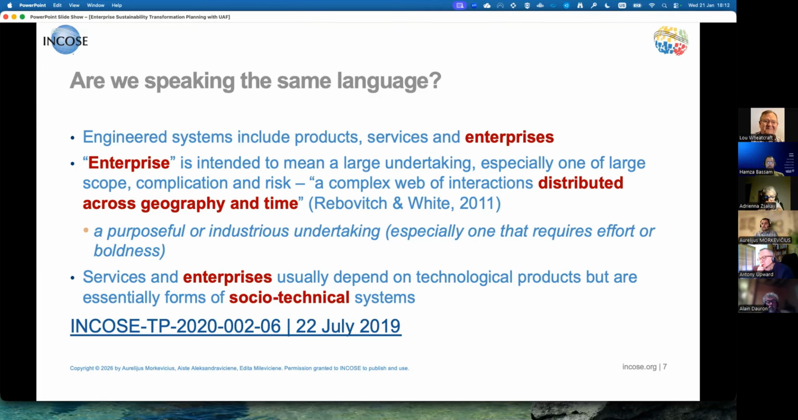This is the definition that INCOSE uses, but there are different definitions which are kind of similar, such as, for example, a purposeful or industrious undertaking. So one of the highlights here is that we don't put an equal sign between enterprise and organization, which is commonly done in different languages and even different areas and industries.